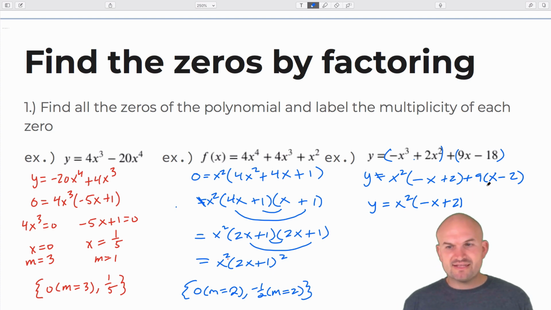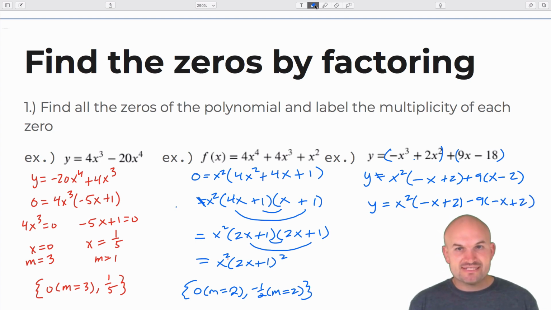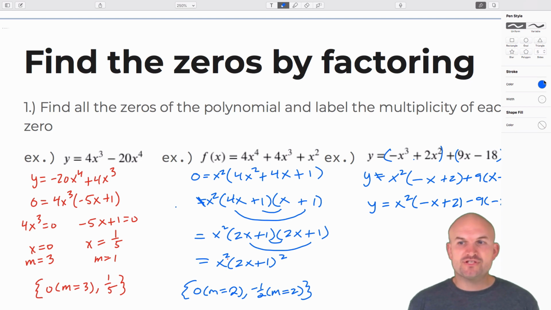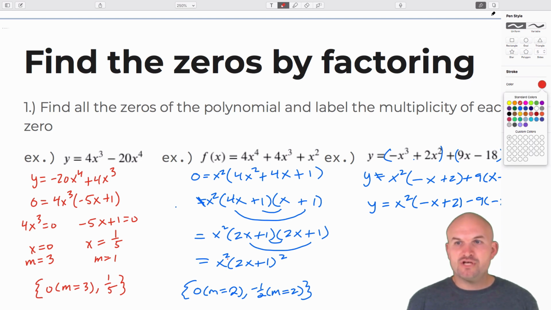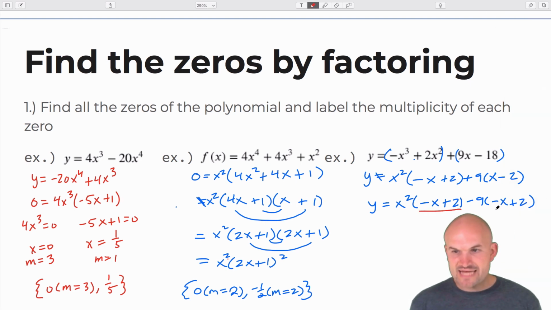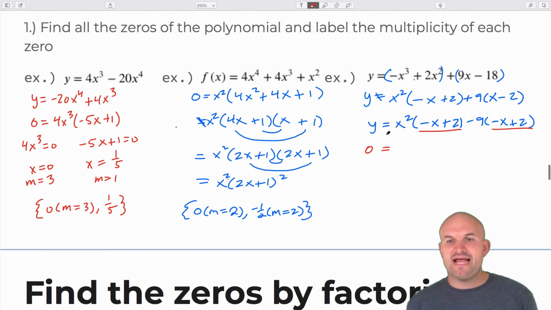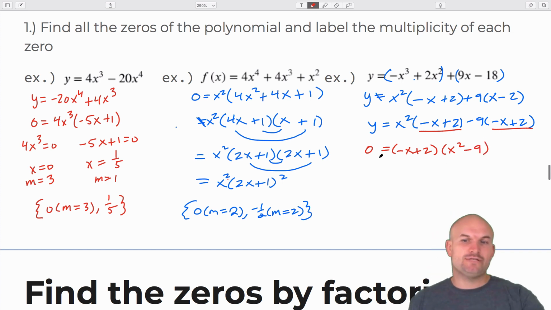Or the other way we can break this down is why don't we factor out a negative 9, and then that's going to give us a negative x plus 2. Now you can see that those are exactly the same. So now I can factor those out. So now I set this equal to 0, right? Because we're, again, finding the zeros. And now that's going to give me a negative x plus 2 times x squared minus 9. Okay, now I have the product equal to 0.